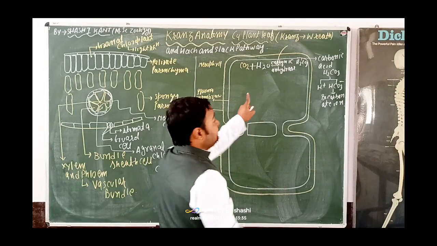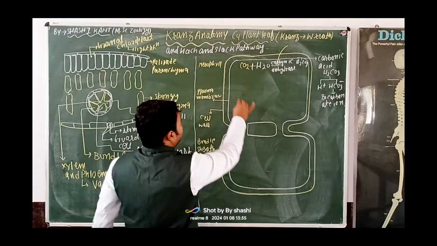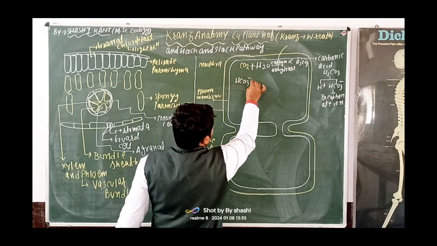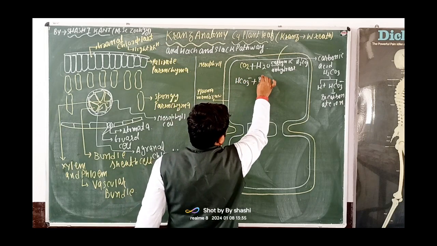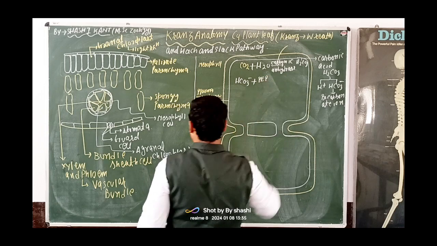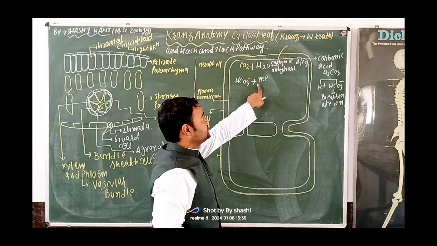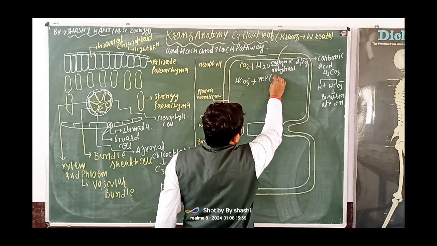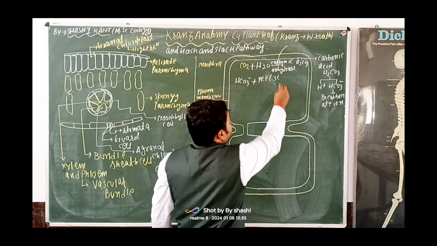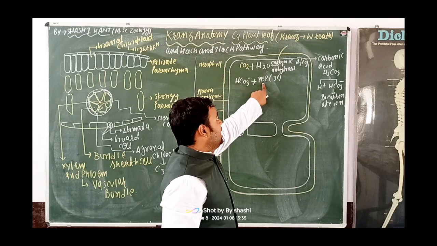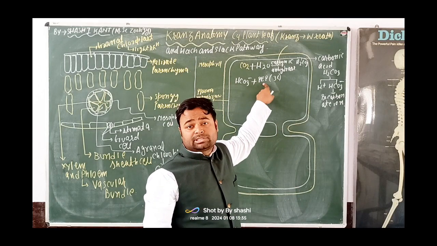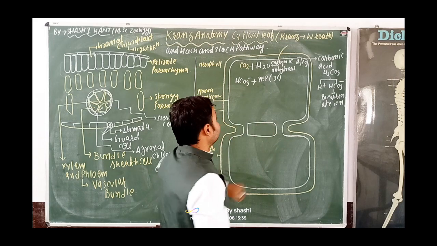Inside this mesophyll cell, HCO3 minus reacts with PEP. Got it? This PEP is actually phosphoenol pyruvate. This is a 3-carbon compound. I am repeating once again, PEP is phosphoenol pyruvate.